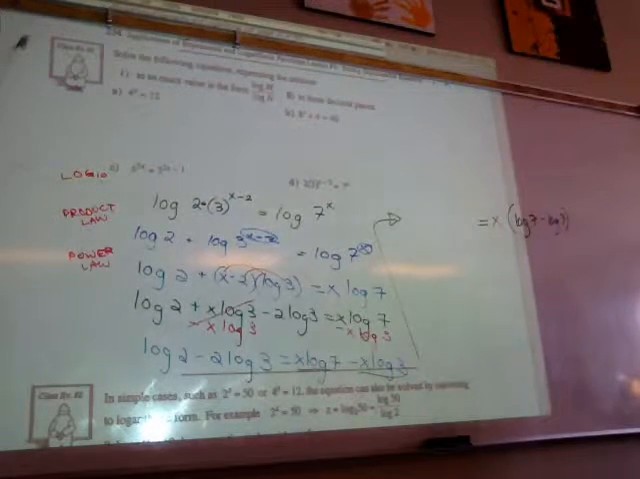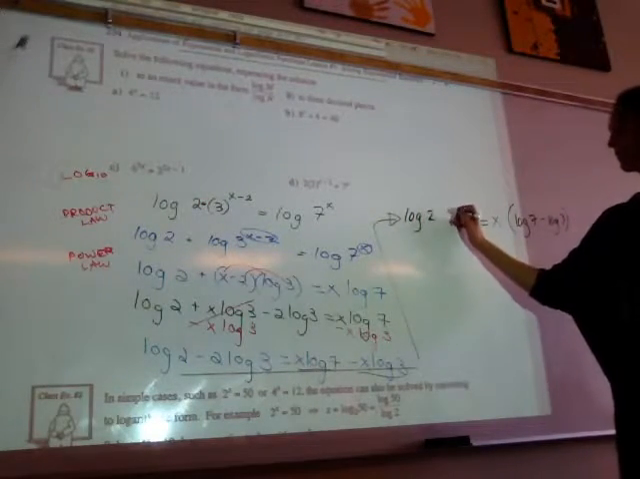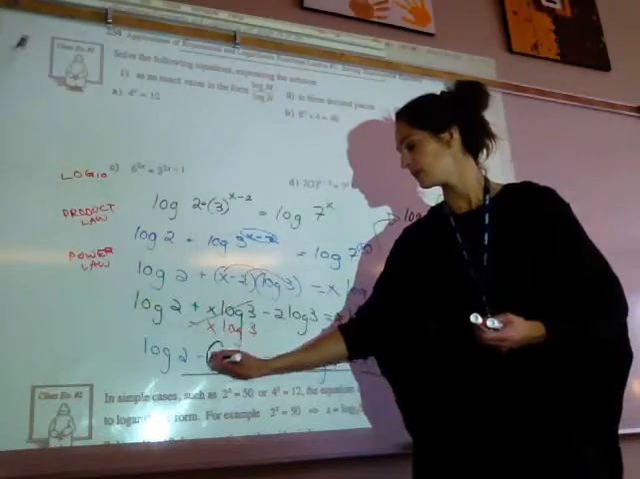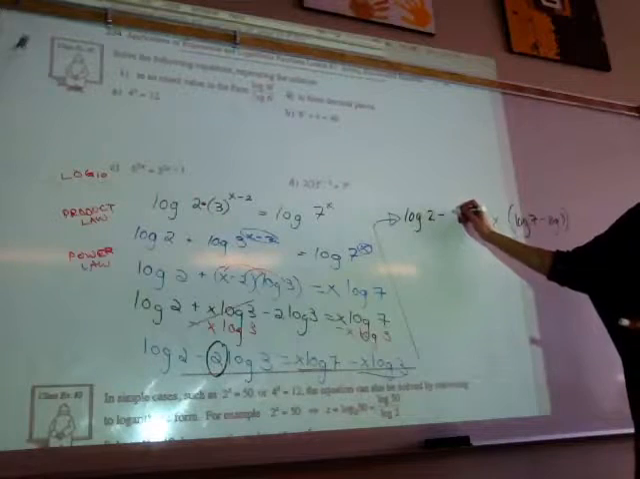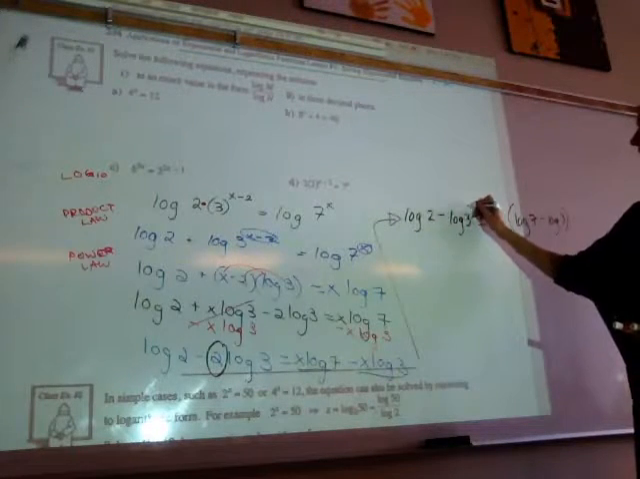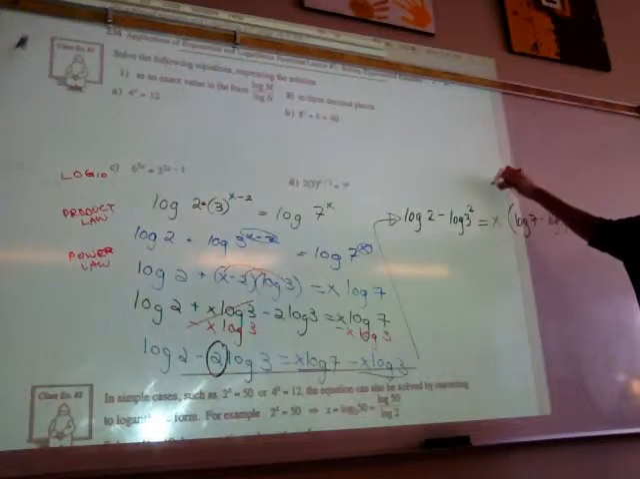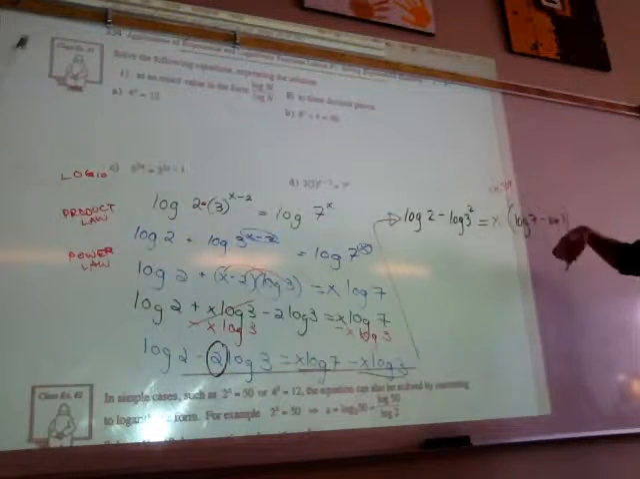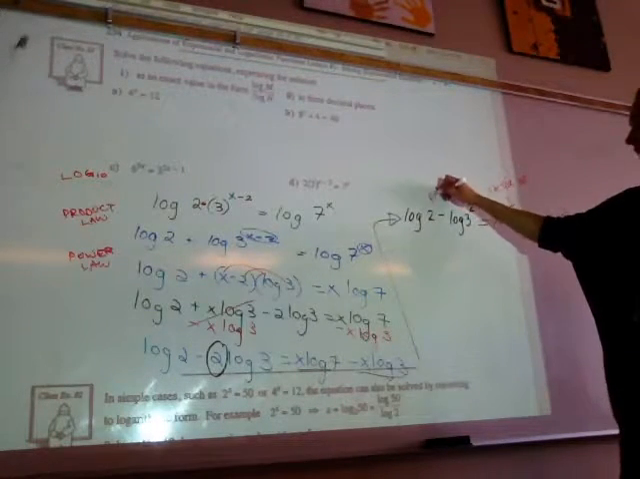On the left-hand side, we have log 2 minus, do you guys mind if I just put the power law right now? So taking this coefficient, moving it to the exponent. So we get minus log 3 to the power of 2. So in this step, we factored out x. And we did the power law.